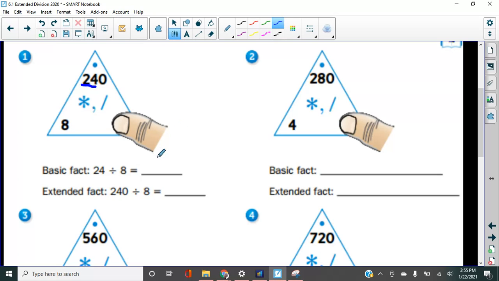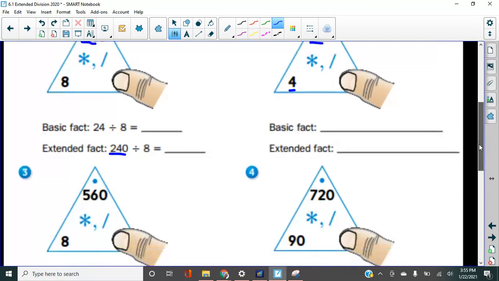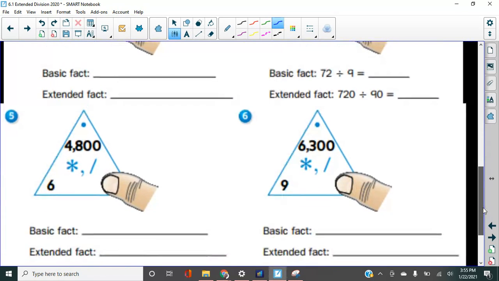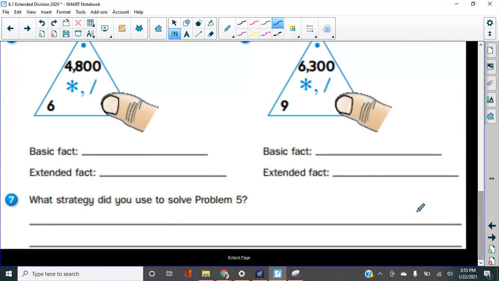And if you know that, which you should, then you can use that to figure out 240 divided by 8. Now over here, you're going to have to write the basic fact yourself. You can see what it is. 28 divided by 4. Write the 28 first, right? When you write division facts, you write the larger number first. All right. That is what you're working on.